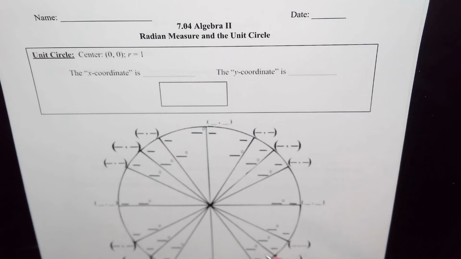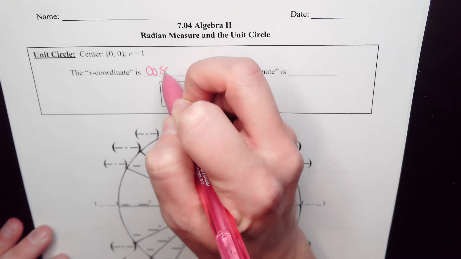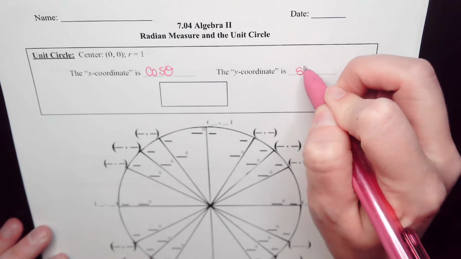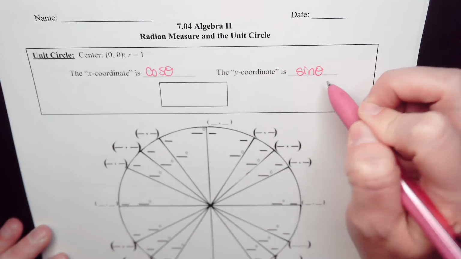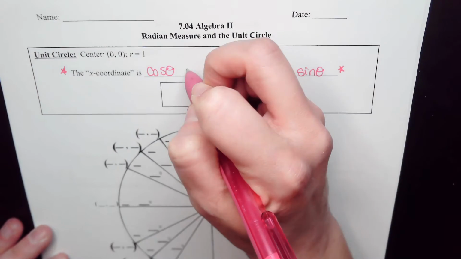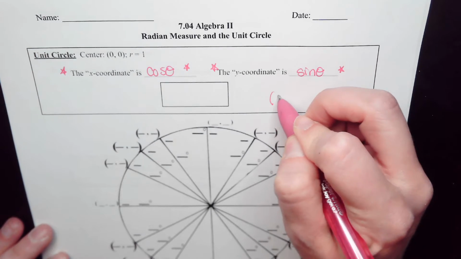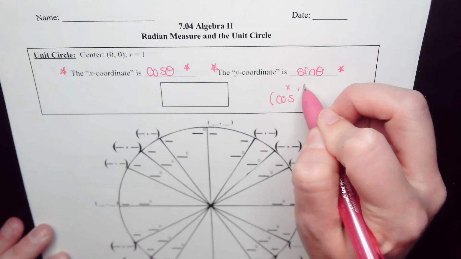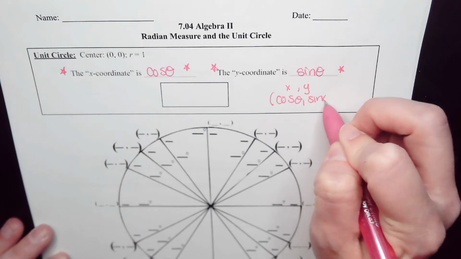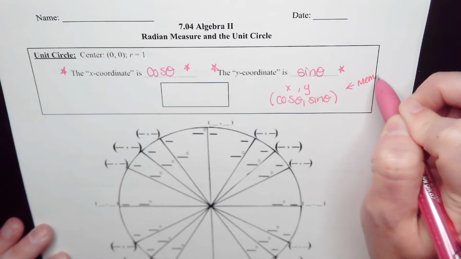When we talk about the x-coordinates on the unit circle, we're actually talking about cosine of theta, and the y-coordinate is represented by sine theta. And that is really, really important that you need to know that. So as an ordered pair, instead of x comma y, it's going to be cosine theta, sine theta. Very important to memorize.